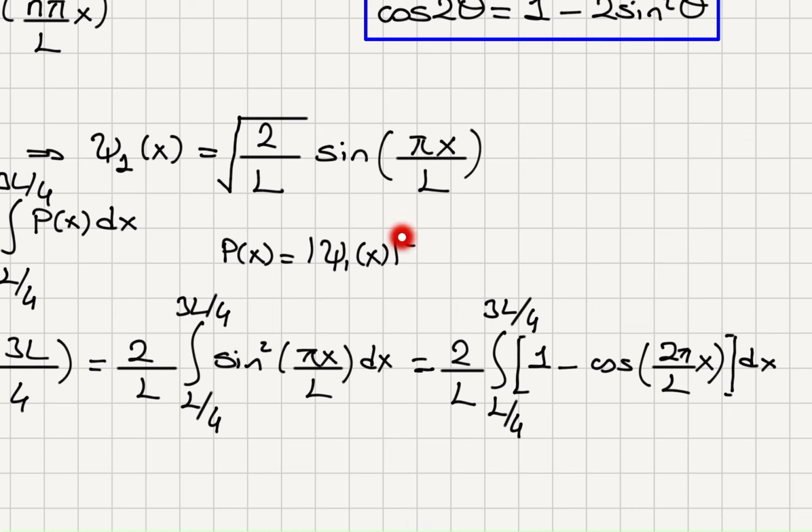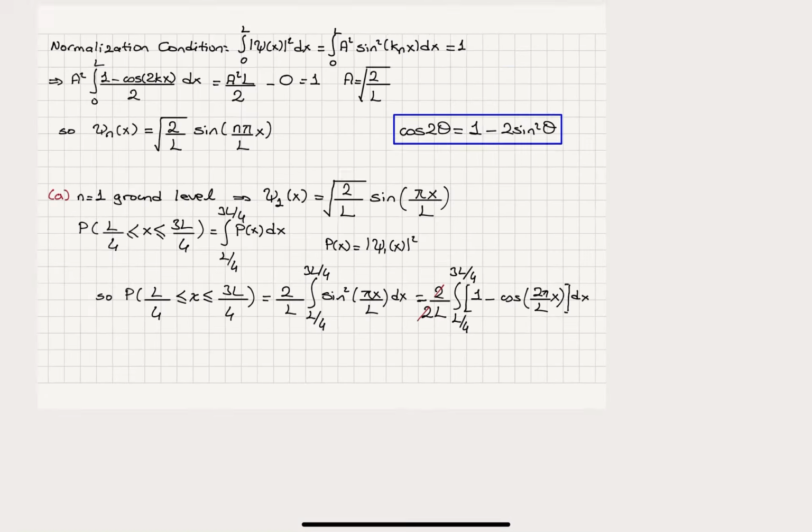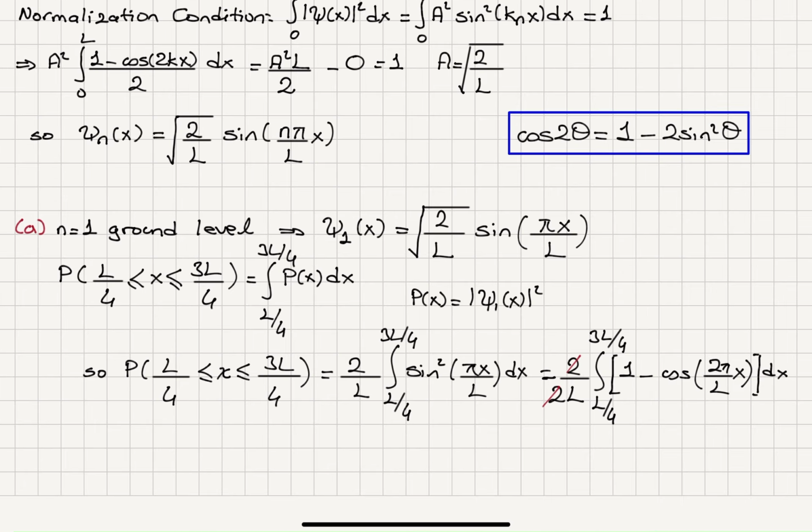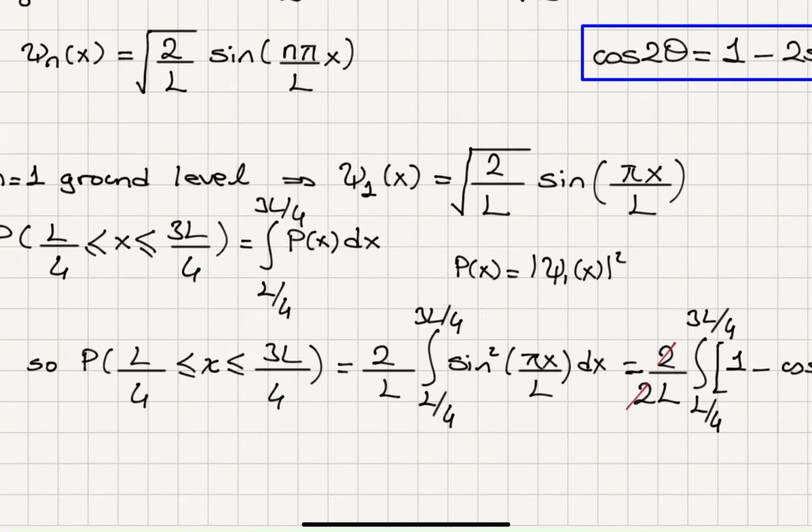So the absolute value of psi squared is 2 over L, 1 minus cosine 2 pi x over L, dx. And remember that sine squared theta is 1 minus cosine 2 theta over 2. So we need also a factor of 2 here, so these 2's will cancel.